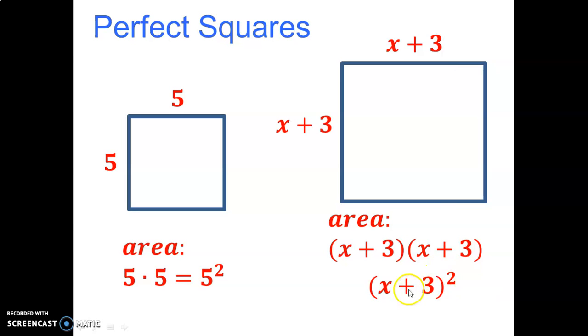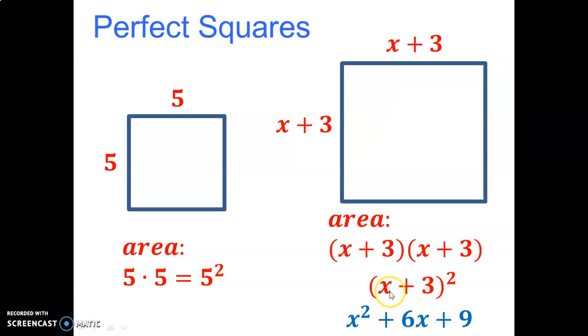If you took that further and expanded that algebraically, if you multiplied those, you would get x squared plus 6x plus 9. That is called a perfect square trinomial because it is a perfect square. We can see it here, x plus 3 times x plus 3. So this is a perfect square. This is a perfect square trinomial. It's been expanded. We know that this makes a perfect square. We can see it here.